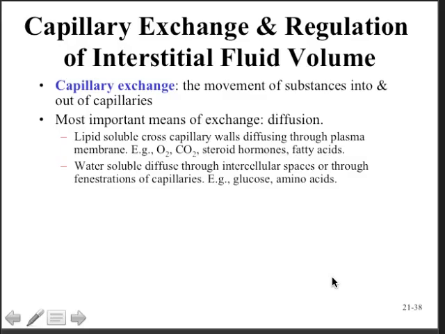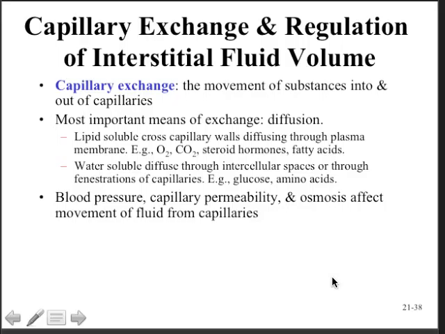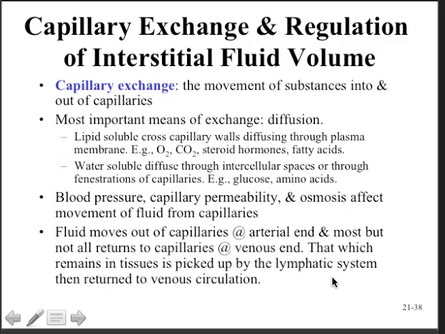Water-soluble compounds have a different challenge. They diffuse through intercellular spaces or through fenestrations in the capillary. Examples include glucose and amino acids. Blood pressure, capillary permeability, and osmosis affect movement of fluid from the capillaries. Fluid moves out of capillaries at the arterial end, and most, but not all, returns to the capillaries at the venous end. Well, what happens to that remaining fluid?